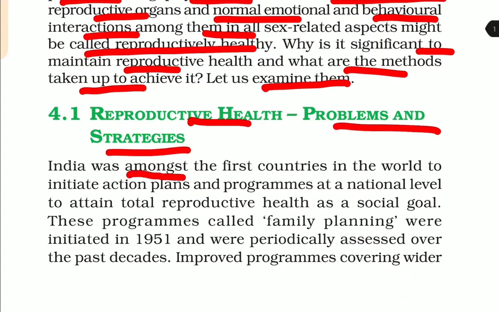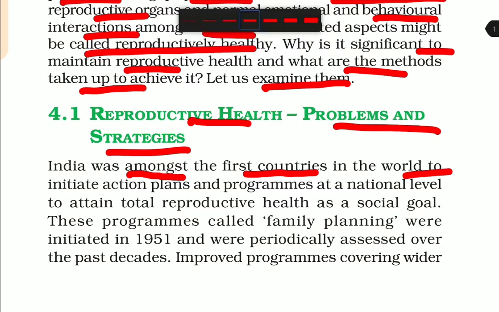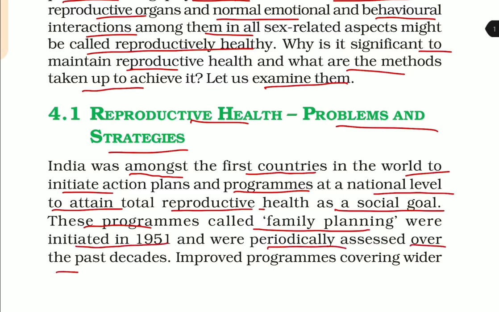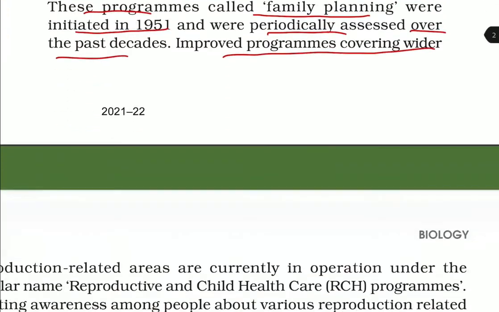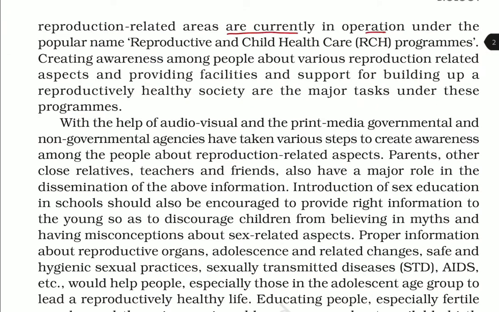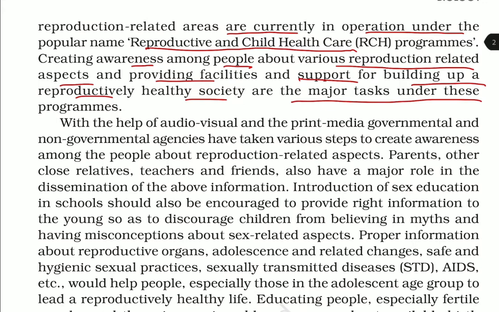India was amongst the first countries in the world to initiate action plans and programs at a national level to attain total reproductive health as a social goal. These programs, called family planning, were initiated in 1951 and were periodically assessed over the past decades. Improved programs covering wider reproduction related areas are currently in operation under the popular name Reproductive and Child Health Care (RCH) programs. Creating awareness among the people about the various reproduction related aspects and providing facility and support for building up a reproductively healthy society are the major tasks under these programs.